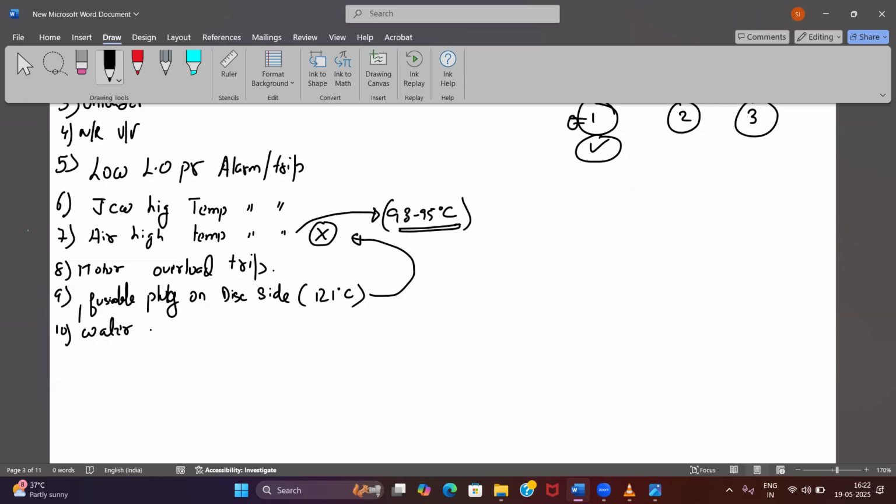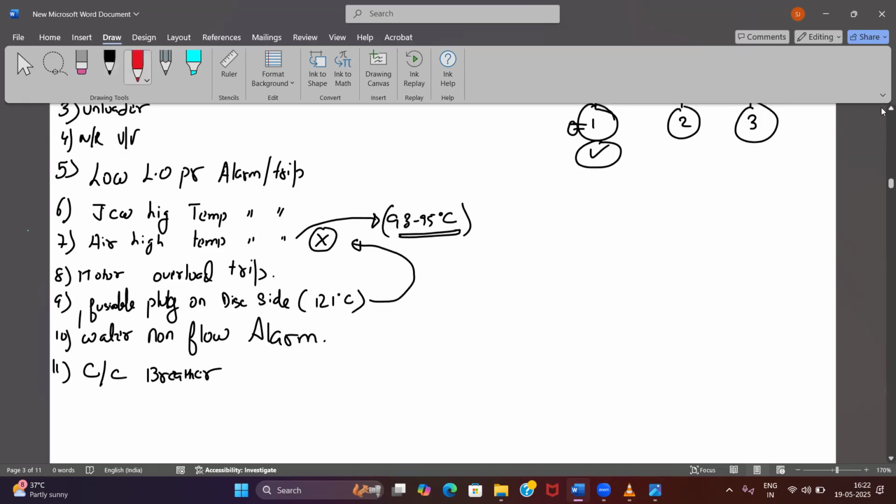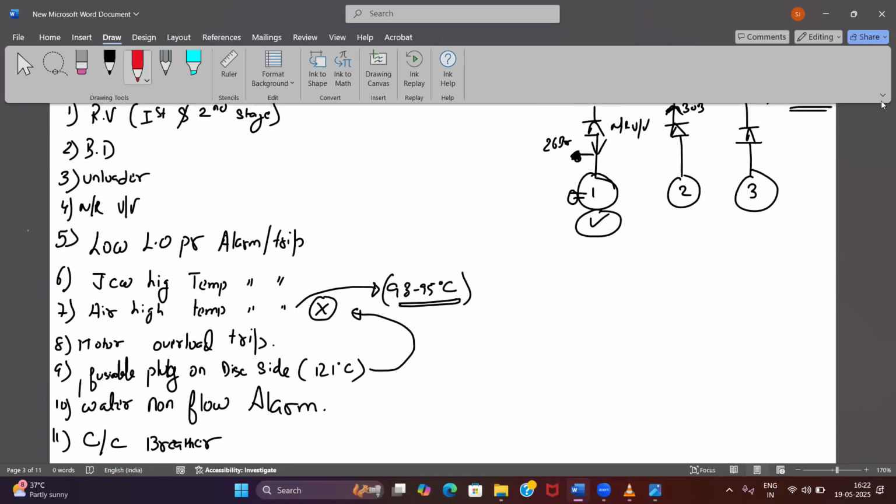Then you have water non-flow alarm. You have crankcase breather. Now, what all common things are there in your air cooled and water cooled? What are the common things? Number one common is relief valves. Bursting disc will only be there in water cooled. Okay, unloader is common, non-return valve is common.